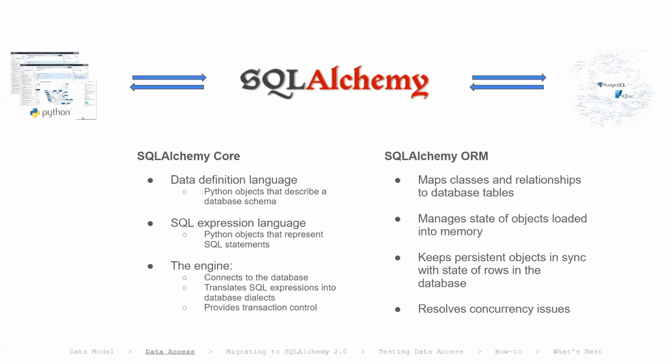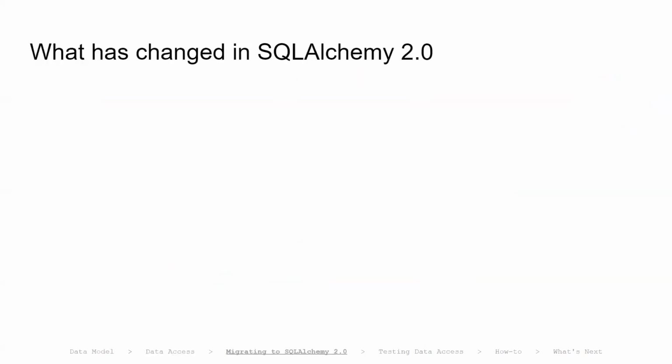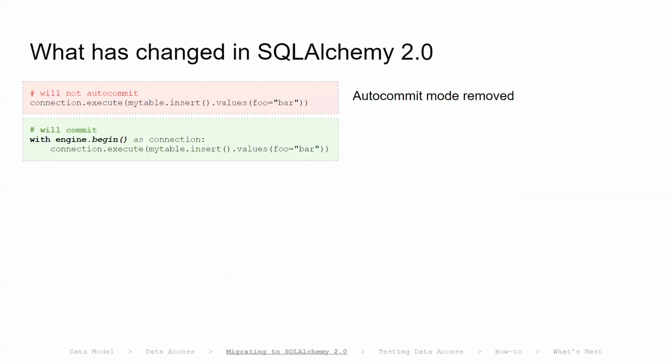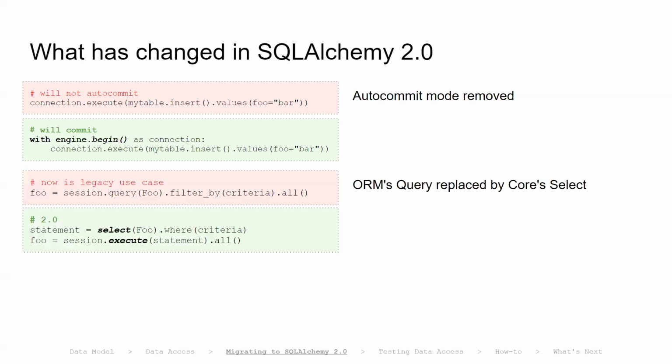Migrating Galaxy to SQLAlchemy 2.0 has been a journey. So what has changed? A lot of things. Autocommit mode has been removed. In the past, transactions were handled implicitly by SQLAlchemy, which led to transaction logic that was often very difficult to understand and very, very difficult to modify. Now it is all explicit.